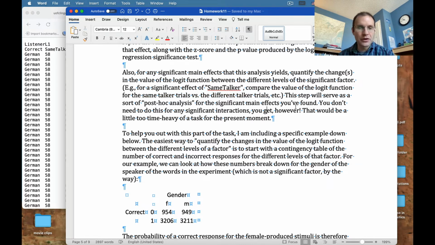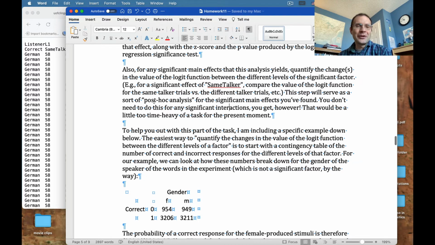This step will serve as a sort of post-hoc analysis for the significant main effects you found. You don't need to do this for any significant interactions you get, however. It turns out this will take a little bit of time to do. It's just kind of a way to do sort of post-hoc analysis. But if you get an interaction, you're going to have to wind up breaking your data up into sort of multiple subsets or subsets by subset, and that's more than we need to do right now, so just don't worry about it for interactions, but do it for the significant main effects.